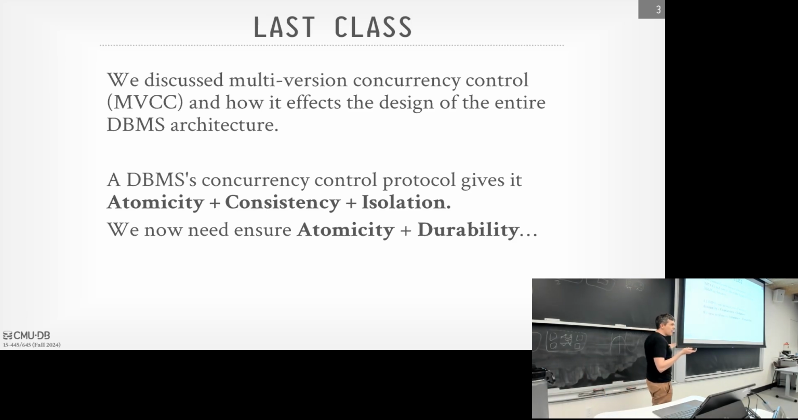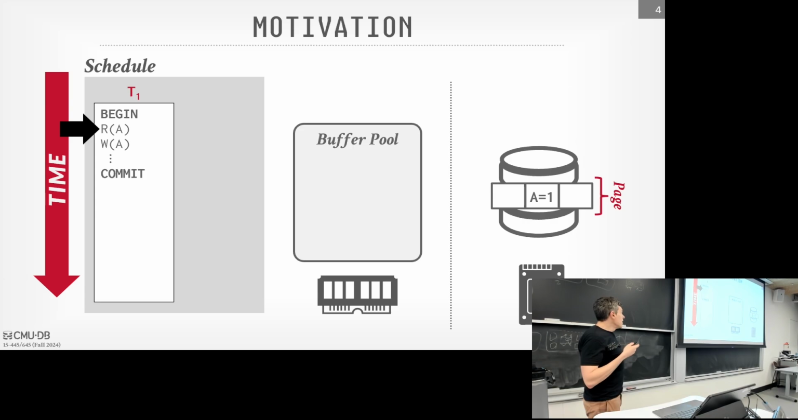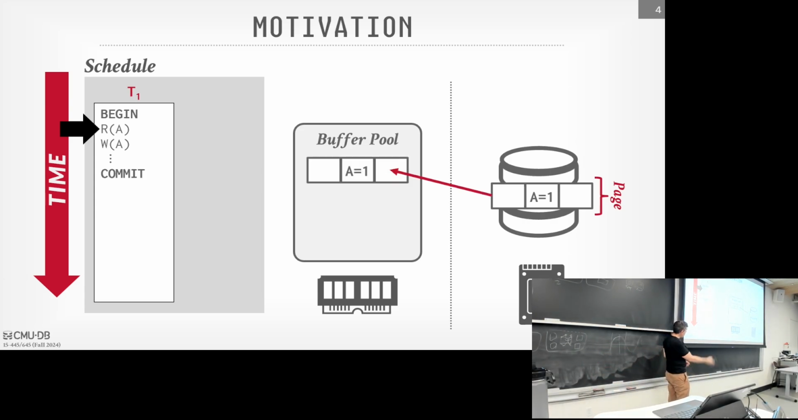It should be pretty obvious to anybody here why we want durability in our database. The basic setup would be something like this. We have our transaction T1, and when it calls begin, it starts reading A. That's not in our buffer pool, so we go out to disk, fetch it, and put it in a frame. We talked about this before, and you built that in Project 1.